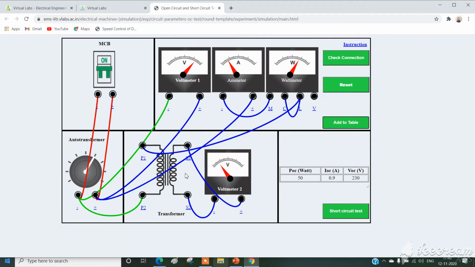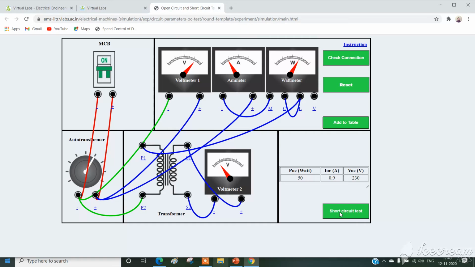So we have the reading. This is the open circuit voltage. On the secondary we have the rated open circuit voltage of 230. The corresponding current is 0.9, and the open circuit power, POC, is 50 watts. This is the reading corresponding to the open circuit test. We will take only one reading. Then we will move on to the short circuit test.